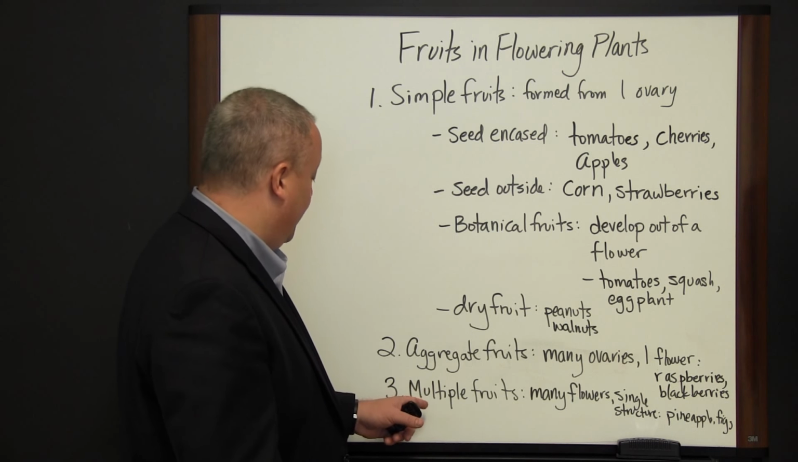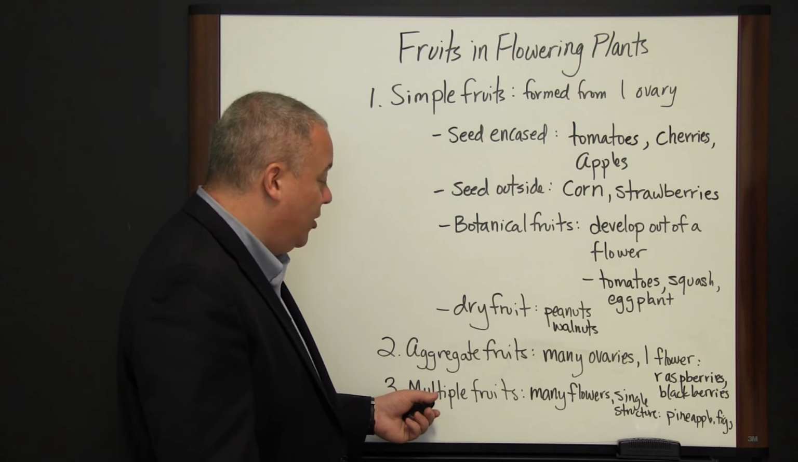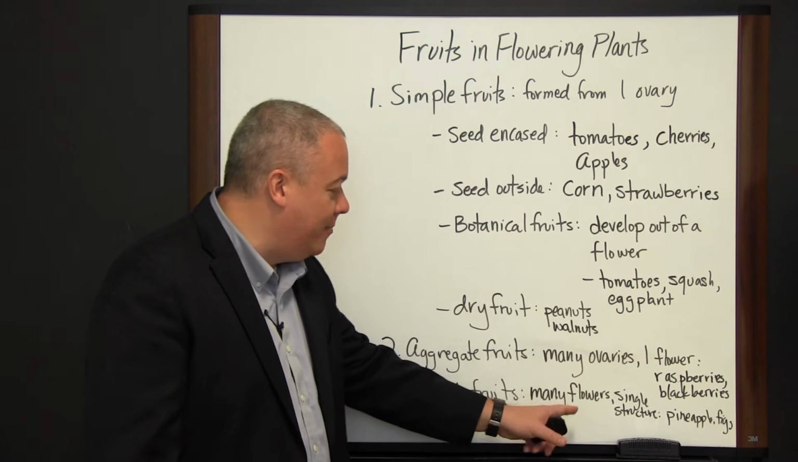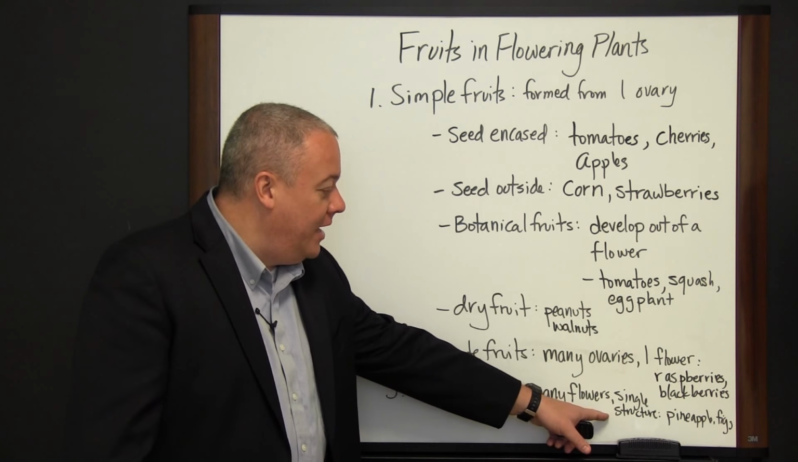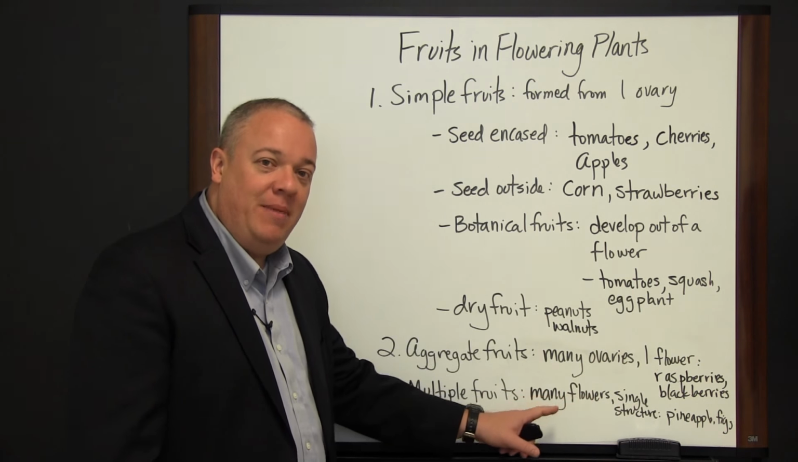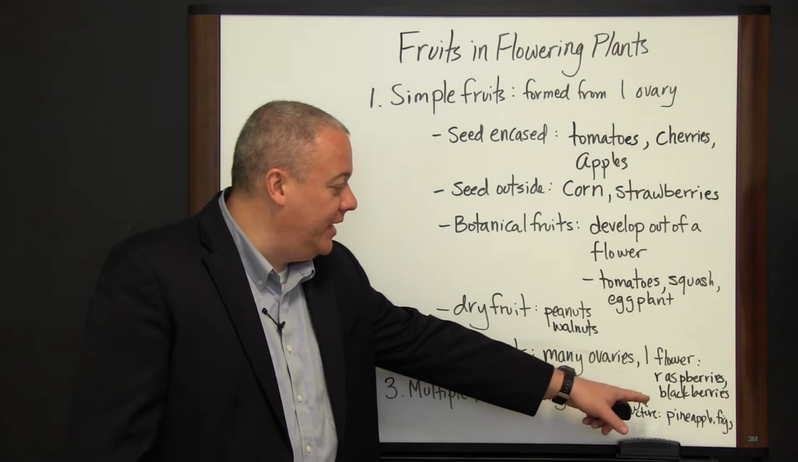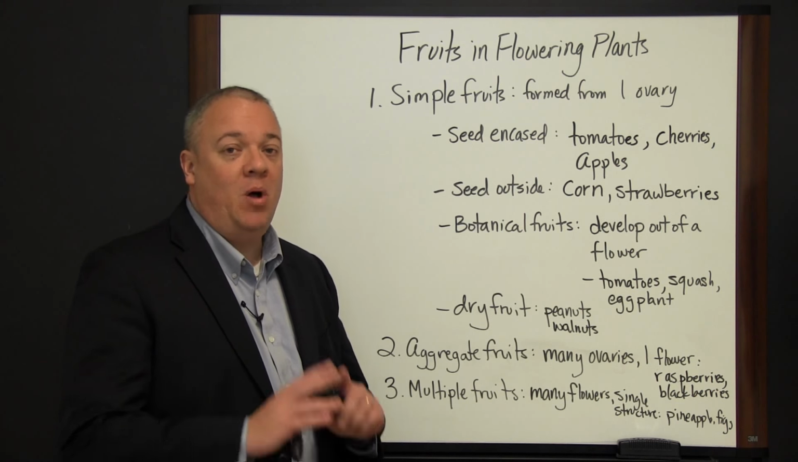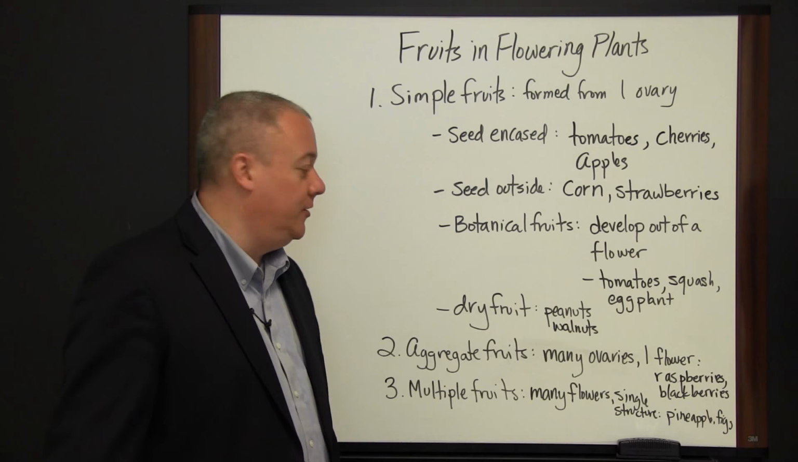Then the final one under fruits and flowering plants is multiple fruits. In this category, you have not one flower, but many flowers in one single structure. Many flowers from one single structure. And here, think of things like pineapples and figs. Multiple flowers, a single structure.